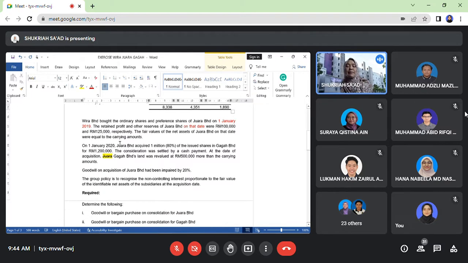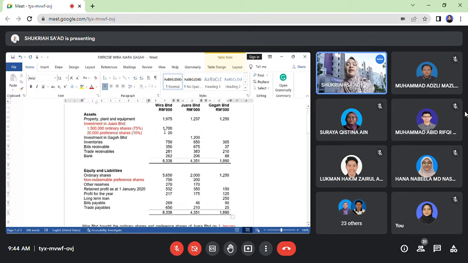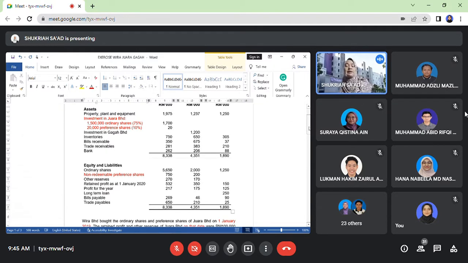Investment in Gagah 1.2 million. Okay, kalau you compare dengan paragraf pertama, dia cuma beritahu acquired shares and preference share. Tak ada information on CT. Tak ada masalah. Tengok kat atas berapa CT. Okay, acquisition ordinary share is 1.7 million ataupun 1,700. Okay, Wira bayar dekat Juara 1,700 to acquire ordinary shares and Wira paid 20 for acquisition over preference share of Juara. Boleh? So, terpulang dah. Maknanya you kena faham.